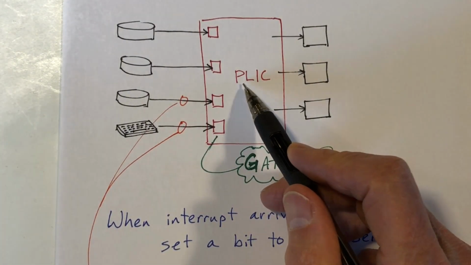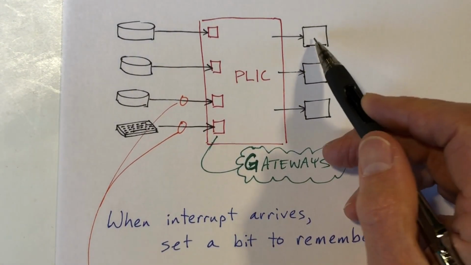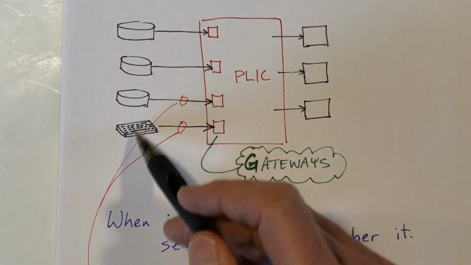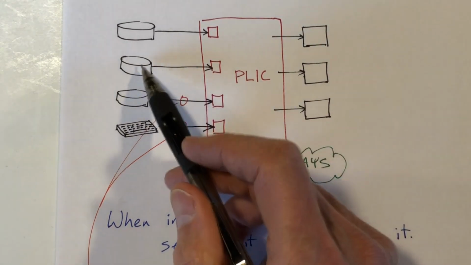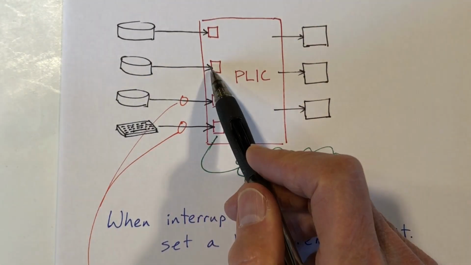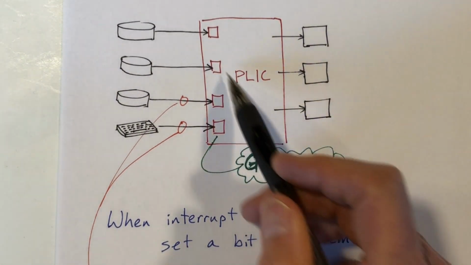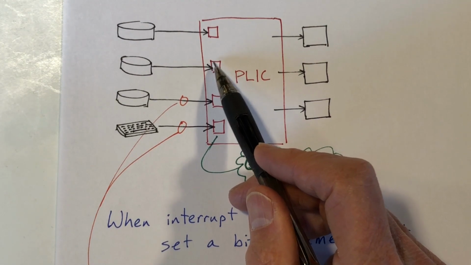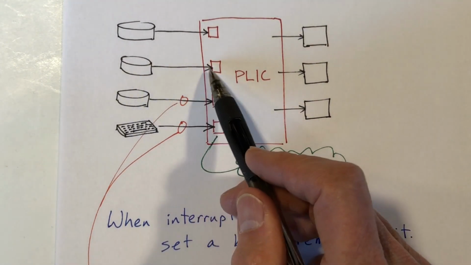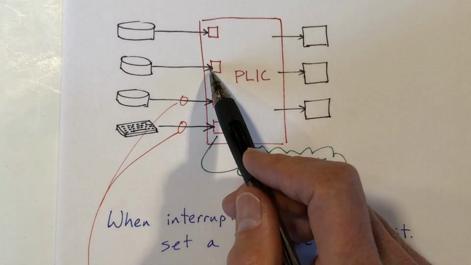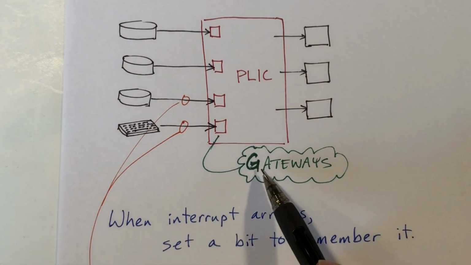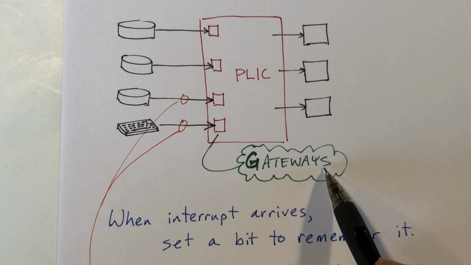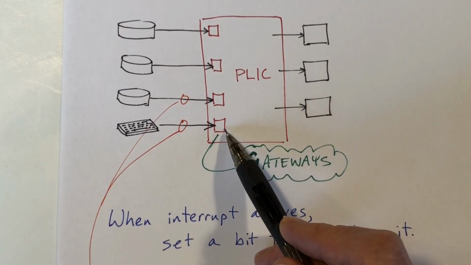Here's another view of the platform level interrupt controller. I've shown the cores over here and the devices over here. These arrows represent wires whereby a device can transmit a signal to the PLIC to indicate that it needs attention. In other words, when an interrupt is signaled by the device, a signal will go over the wire, and the first thing it encounters inside the PLIC is something called a gateway. And the gateway could just be thought of as a single bit.